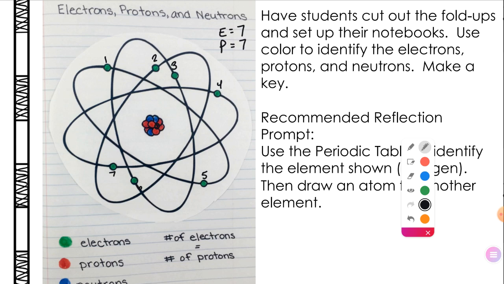Now, we're going to kind of work this backwards. Instead of me telling you how to find the number of neutrons, I'm going to tell you that this is a nitrogen atom. Okay, so I want you to write somewhere around the edge, I don't care where, that this is a nitrogen atom. And I want you to find nitrogen on the periodic table that I gave you.